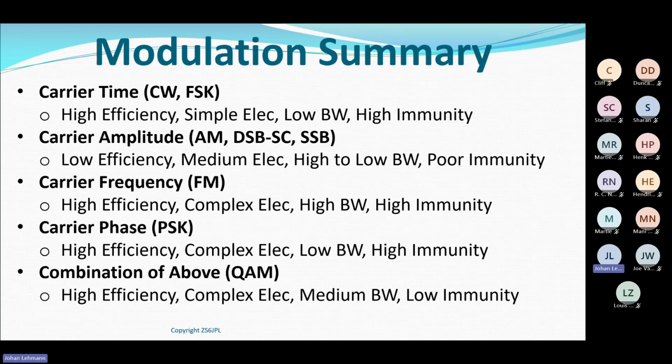PSK, where we change the phase, it's highly efficient, complex electronics, low bandwidth, and very high immunity to noise. And then the combination of the above, QAM, it's high efficiency, complex electronics, medium bandwidth, but it's got a low immunity to noise. You know for yourself, if you walk around with your Wi-Fi at home, it's easy to lose the Wi-Fi because it's got a low immunity to interference or noise. Okay, so that's the summary of them.